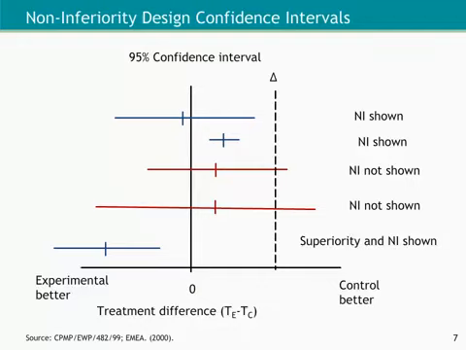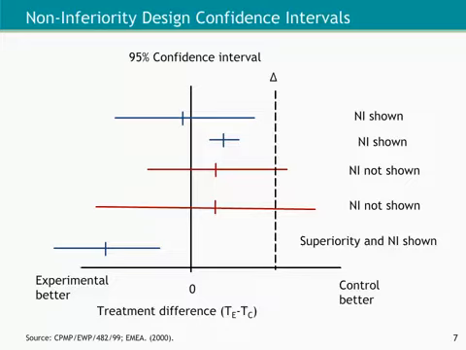In this figure, in order to show superiority of the experimental treatment, we need the 95% confidence interval to fall entirely to the left of the zero line. You'll notice that there's another long vertical line that is dashed and has a delta at the top. This is our non-inferiority margin. If the confidence interval crosses or falls to the right of the non-inferiority margin, then we cannot reject the null that the experimental is worse than the control.